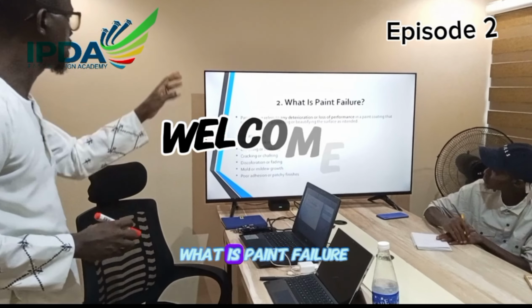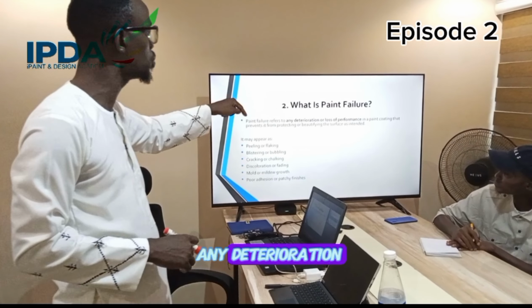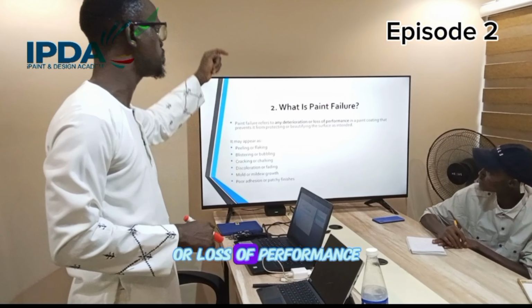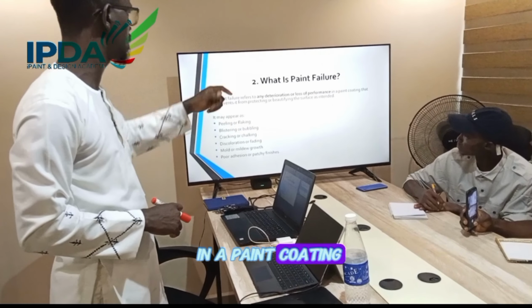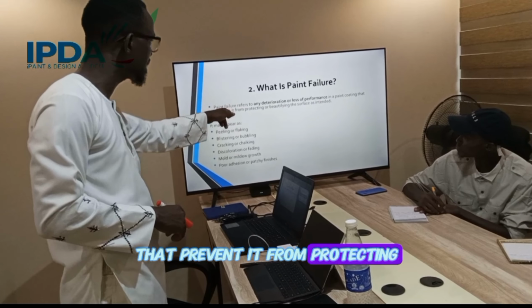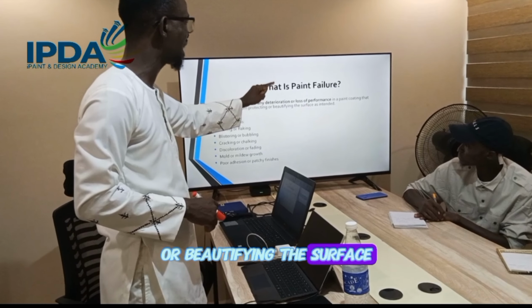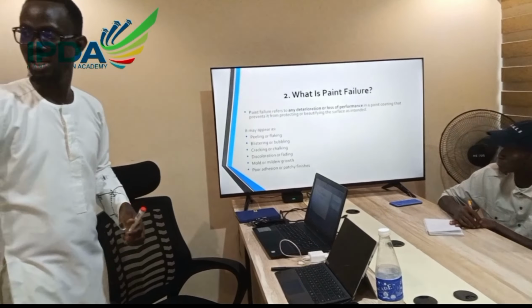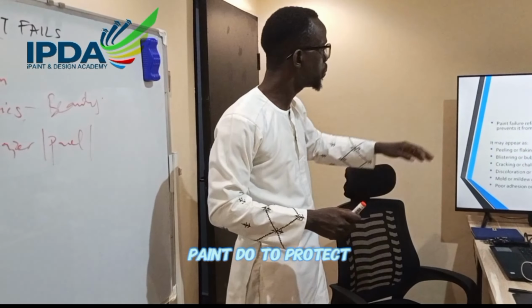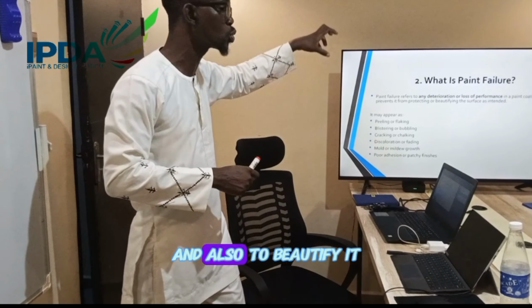Now, what is paint failure? Paint failure refers to any deterioration or loss of performance in a paint coating that prevents it from protecting or beautifying the surface as intended. What did I say earlier? What does the paint do? To protect the surface and also to beautify it.